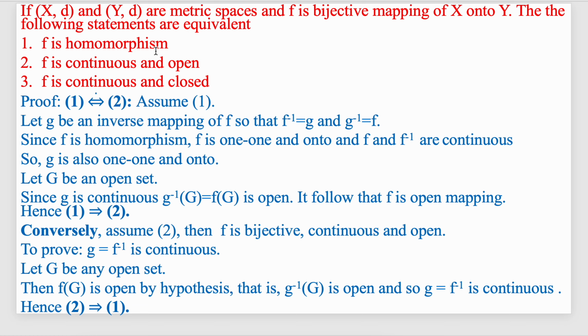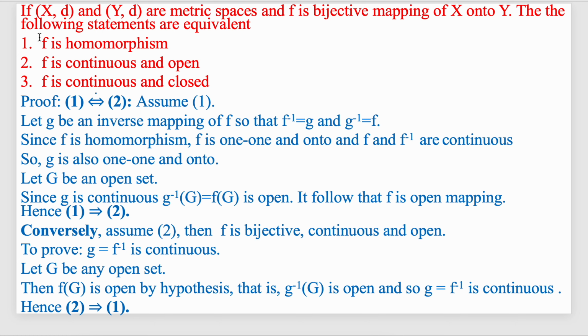F is a homeomorphism means f is bijective, that is, f is one-one and onto. This is also given to us. Secondly, f and f inverse are continuous mappings. So first we will prove 1 if and only if 2, that is, f is a homeomorphism if and only if f is continuous and open.